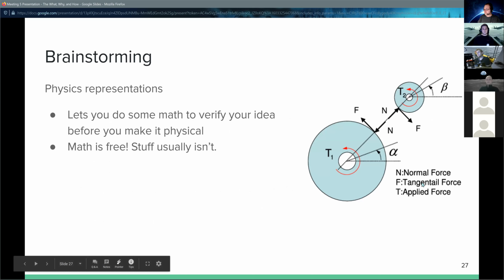Physics representations, these are a really nice way to kind of pare down an idea into maybe not a super complex mechanism, but what do you need to know to make sure it will work? Like, can you make a free body diagram to make sure you know that your spring is going to be strong enough or that this will be feasible? Getting out all these early proof of concept math things as early as possible really helps you not waste time making designs that are never going to work.